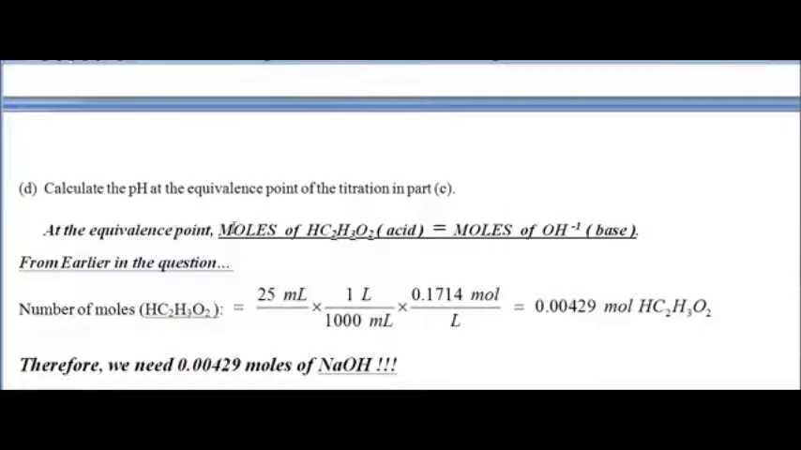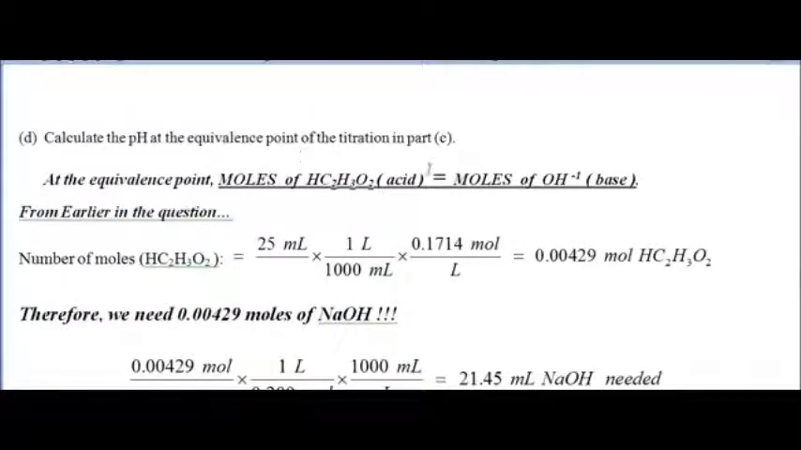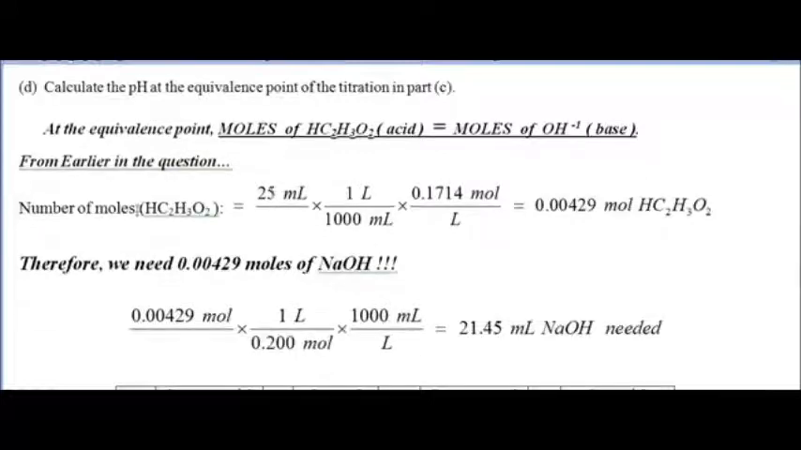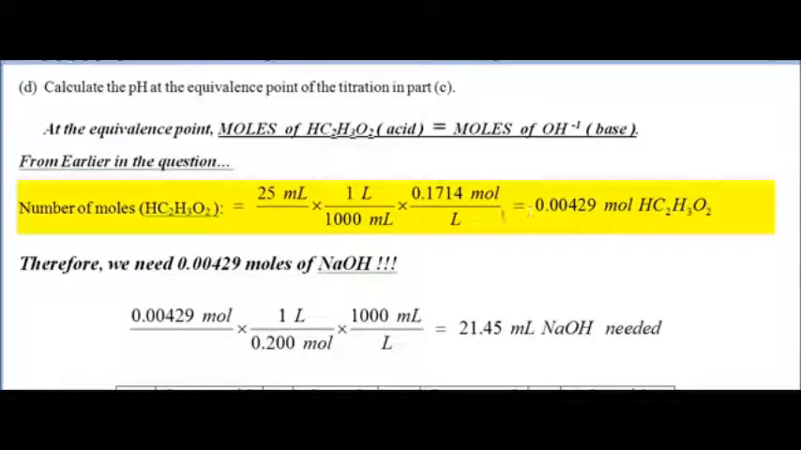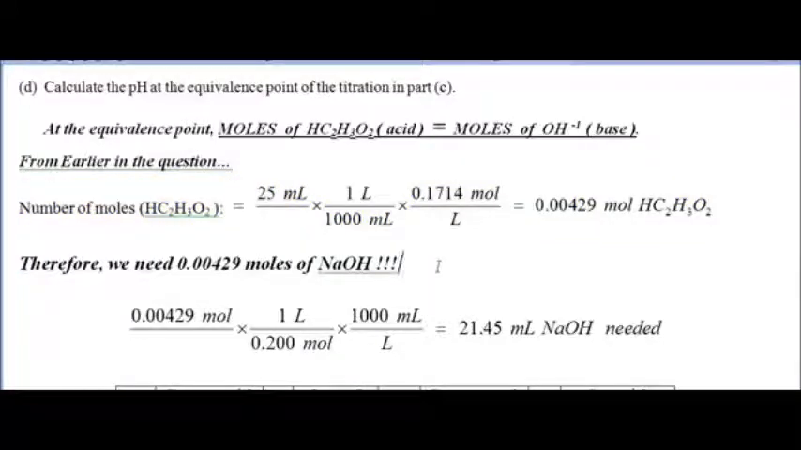Part D says calculate the pH at the equivalence point of the titration, part C. So remember, at the equivalence point, the moles of the weak acid is equal to the moles of the strong base. Our moles of the acetic acid, like we said earlier, isn't changing throughout the whole problem. So at the equivalence point, if we have 0.00429 moles of acetic acid, then we are going to need the same exact number of moles of the sodium hydroxide.